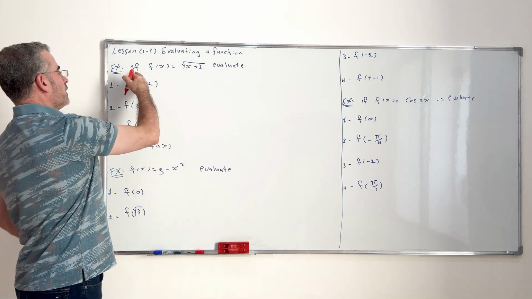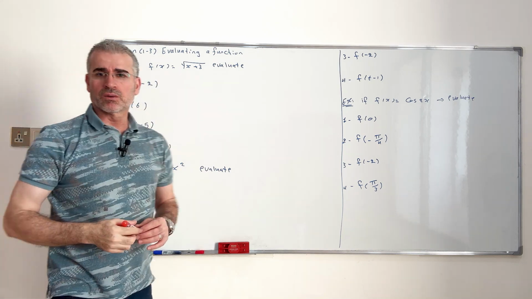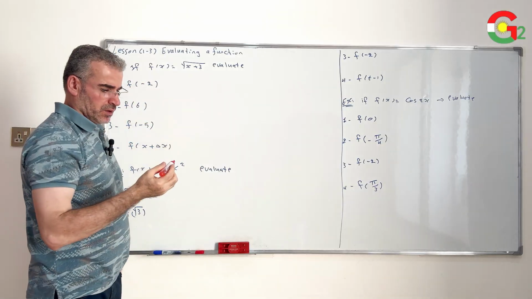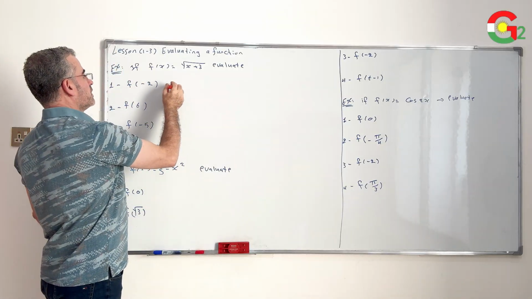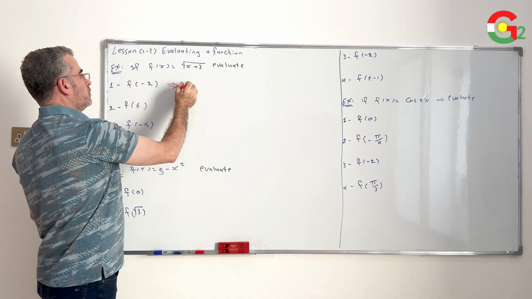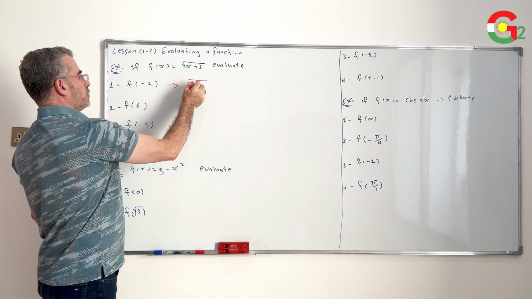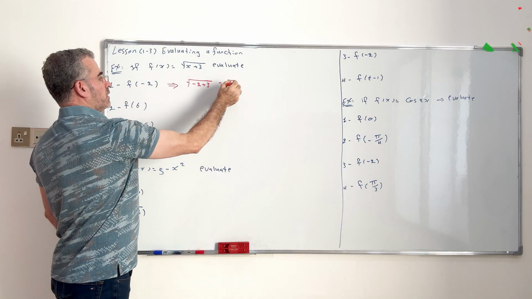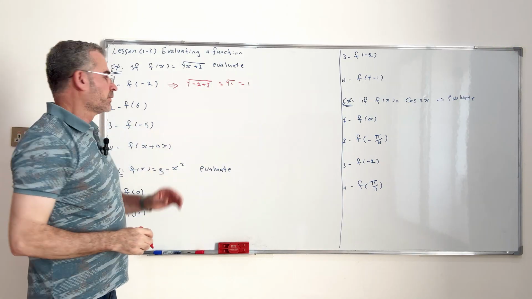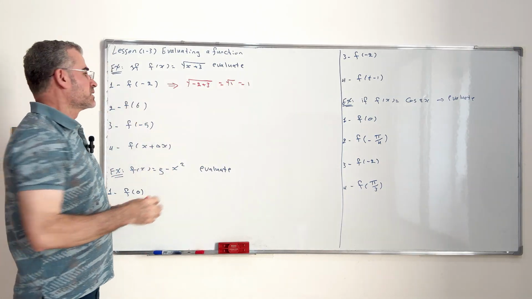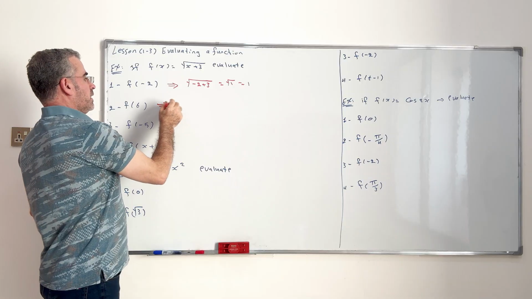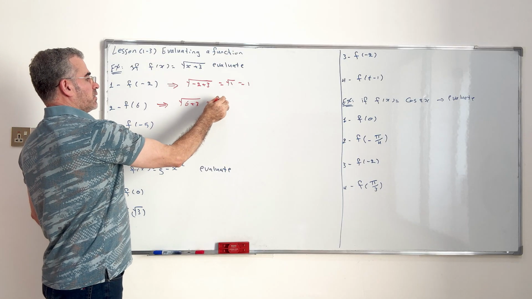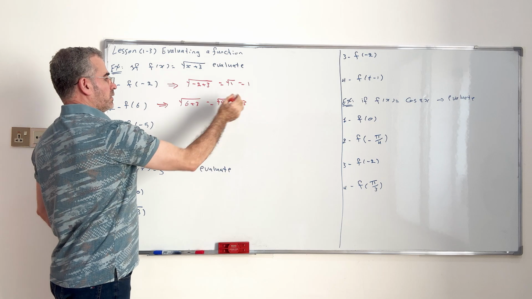What is evaluating function? It is finding the value of function at different points or quantities. Example number 1: if f of x equals square root of x plus 3, evaluate f of negative 2. Replace any x in the function with negative 2. Then it will be square root of negative 2 plus 3, square root of 1, equal to 1. F of 6: replace any x in the function with 6. Square root of 6 plus 3 equals square root of 9, equal to 3.